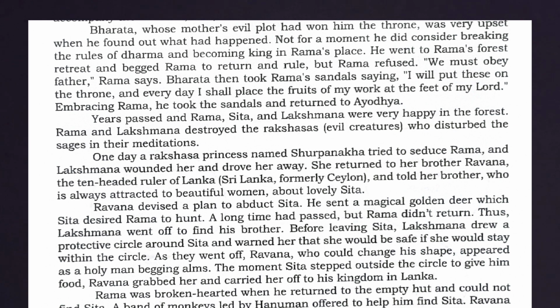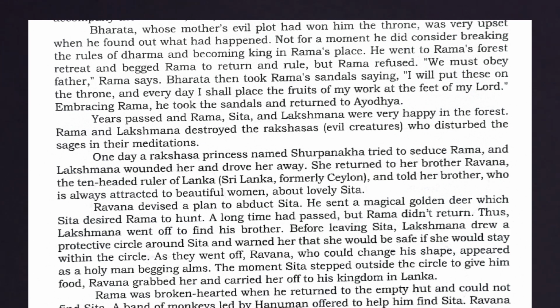He went to Rama's forest retreat and begged Rama to return and rule, but Rama refused. "We must obey father," Rama says. Bharata then took Rama's sandals, saying, "I will put these on the throne, and every day I shall place the fruits of my work at the feet of my Lord." Embracing Rama, he took the sandals and returned to Ayodhya.